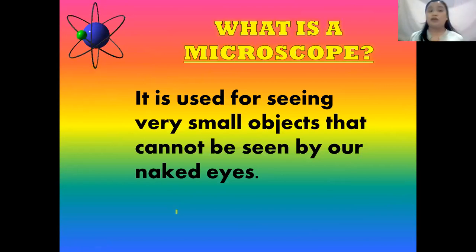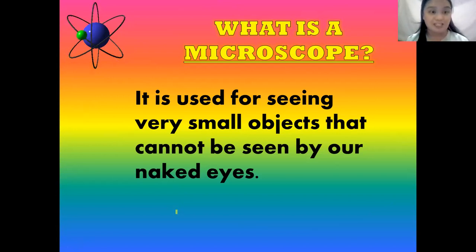A microscope is used for seeing very small objects or tiny objects that cannot be seen by our naked eyes. When we say naked eyes, we can see it clearly without any equipment. But if we are using a microscope, it means that the object or the species is very tiny and little that we need a microscope to be able to see it.